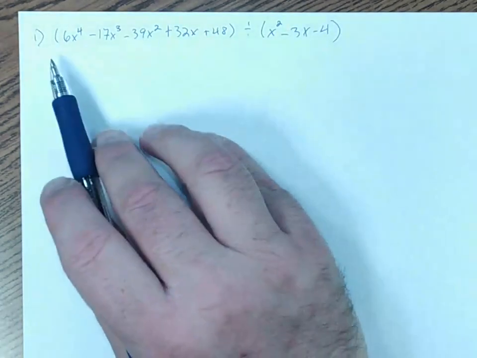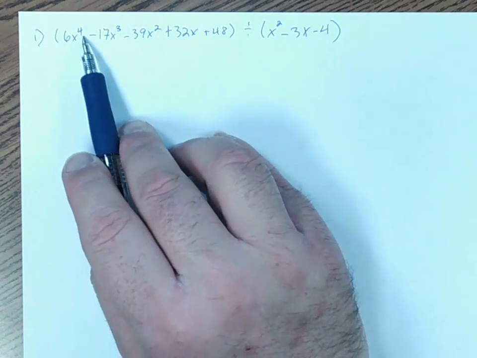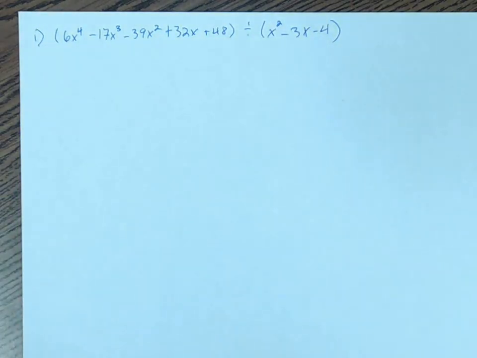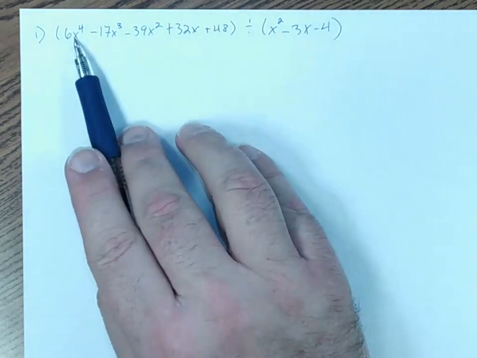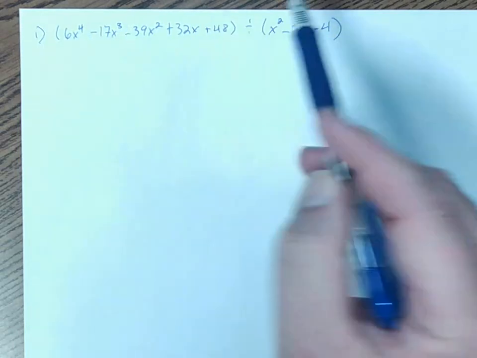So over here in this first one, in the dividend, the biggest exponent is x to the 4th. So I need to be sure that I have a term with x to the 4th, x to the 3rd, x squared, just x with no exponent, and then a constant, so no variable at all. And it looks like I have those: x to the 4th, x to the 3rd, x squared, x, and a constant.